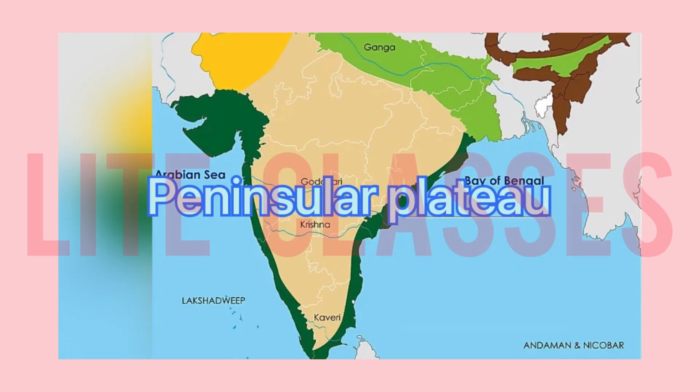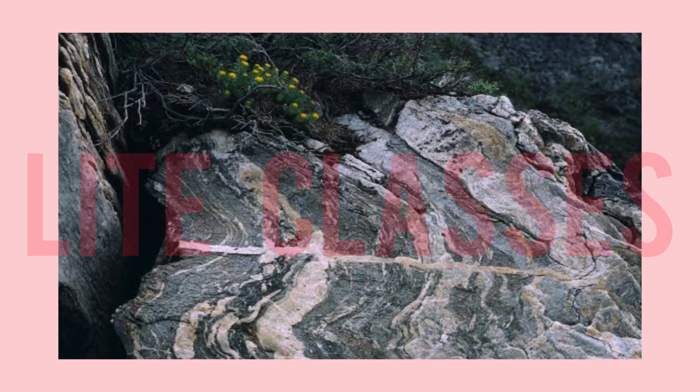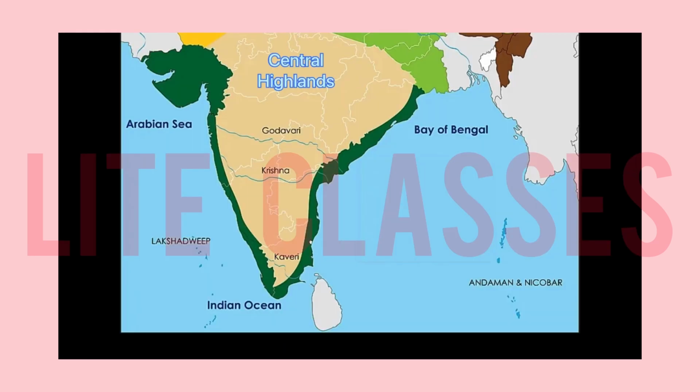The Peninsular Plateau is a tableland made up of old crystalline, igneous, and metamorphic rocks, divided into the Central Highlands, which lie north of the Narmada River, and the Deccan Plateau, south of the Narmada River. Major hill ranges include the Vindhyas, Satpuras, Western Ghats, and Eastern Ghats.